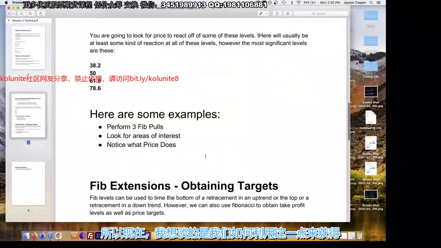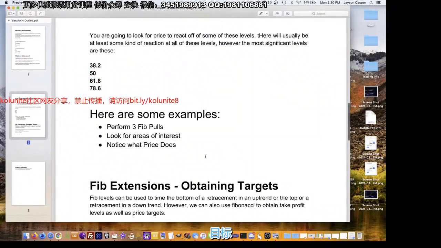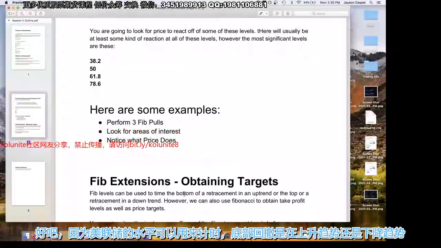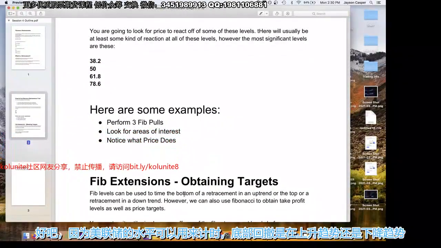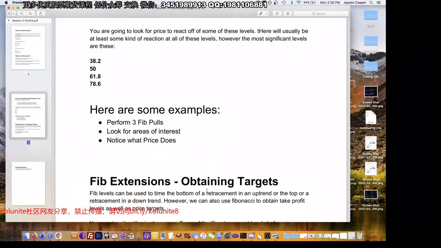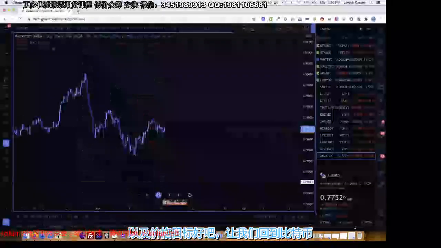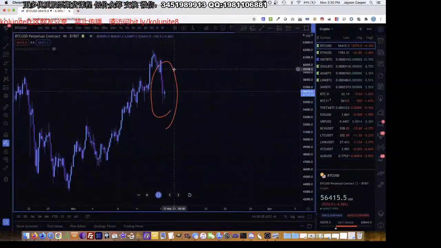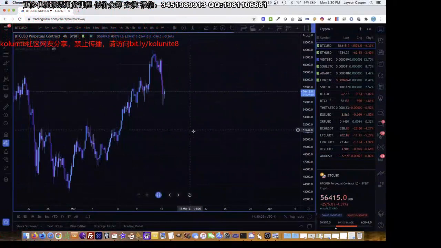So now what I want to talk about is how we can use this to obtain targets, okay? Because fib levels can be used to time the bottom of a retracement in an uptrend or a downtrend. However, we can also use Fibonacci to obtain take profit levels as well as price targets. Okay, so let's go back to Bitcoin for a second right here. And I'm going to delete this red circle.